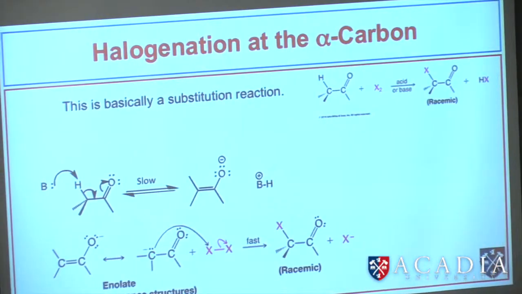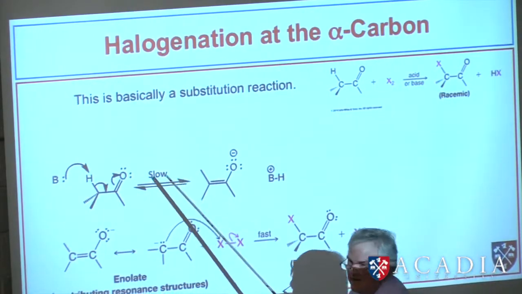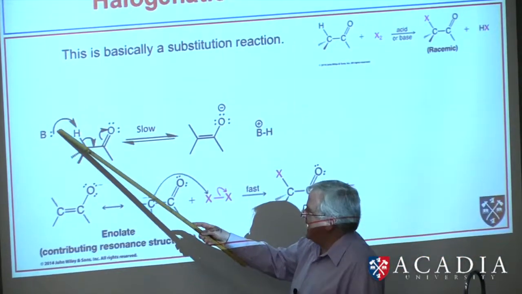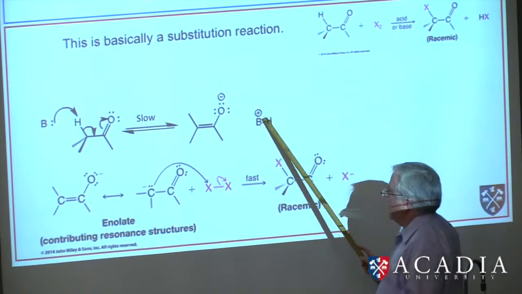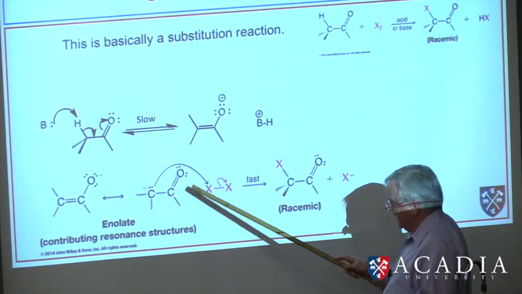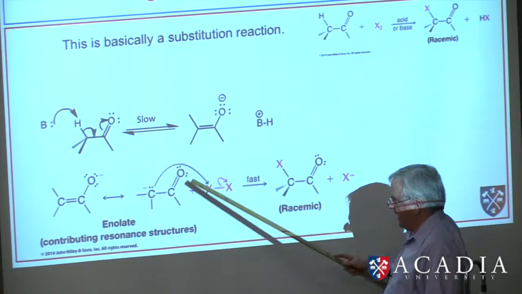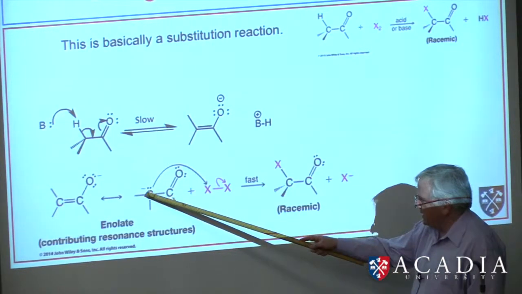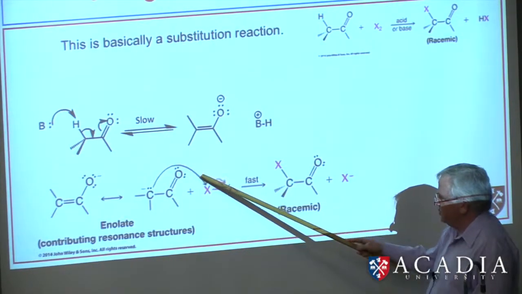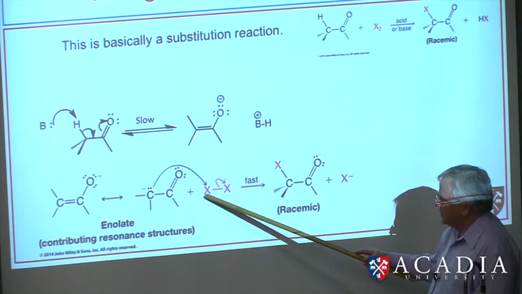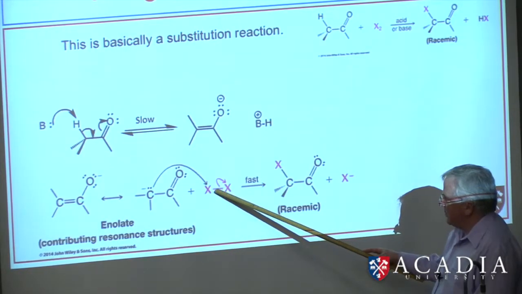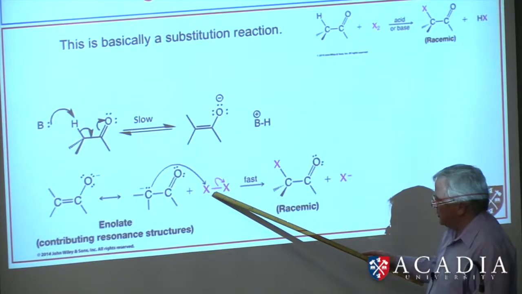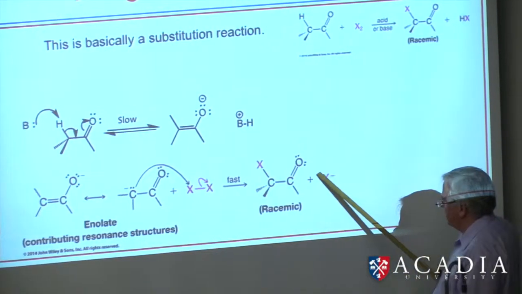So the first step is slow. It can be base promoted or acid catalyzed. If we have base, this is the slow step in the reaction. It's formation of the enolate. The enolate is a very good nucleophile, and it will quickly react with our halogen, where the electrons on the carbon will reorganize, abstract one of the halogens, and break this bond. So it abstracts kind of the positive halogen, and we knock off a negative halogen over here.